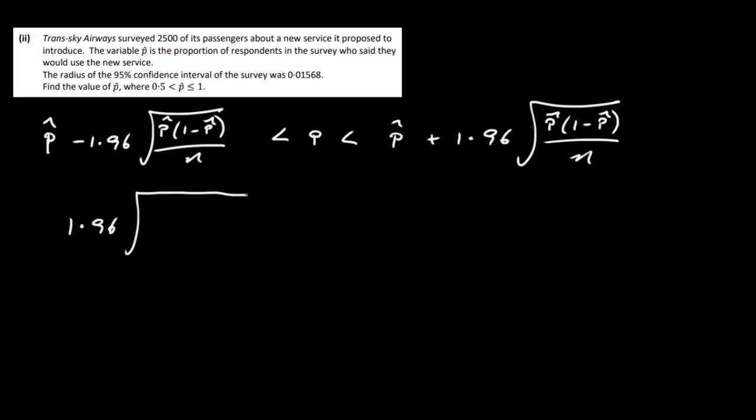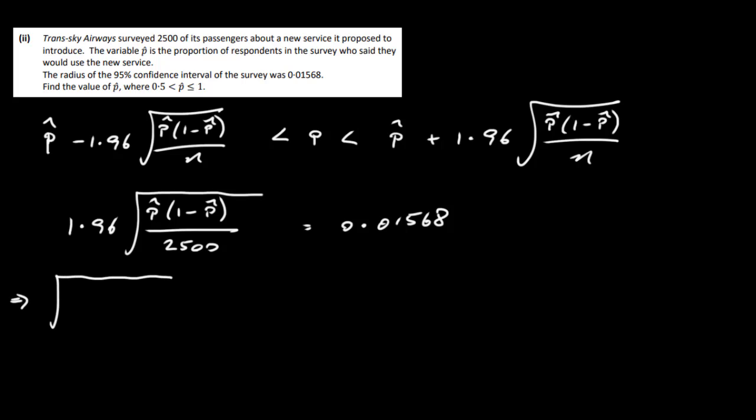So let's write that down then. 1.96 times the square root of p hat times 1 minus p hat over n, which in our case is 2,500, is going to be equal to 0.01568. Okay, so we just have to solve for p hat here. The first thing I'm going to do is divide across by 1.96. That gives us the square root of p hat times 1 minus p hat over 2,500, and that's going to be equal to 0.08.